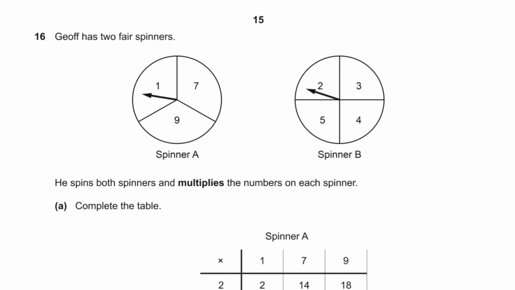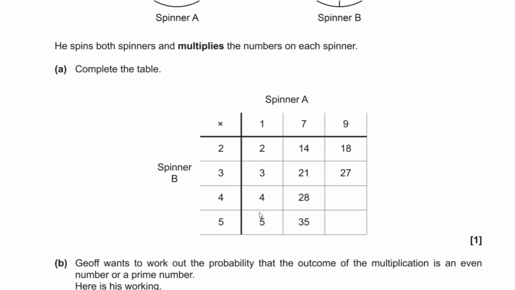Question number 16. Jeff has two fair spinners. We've got spinner A and spinner B. He spins both spinners and multiplies the numbers on each spinner. Complete the table. So we only have two entries to fill here. 4 times by 9 is 36. 5 times by 9 is 45.